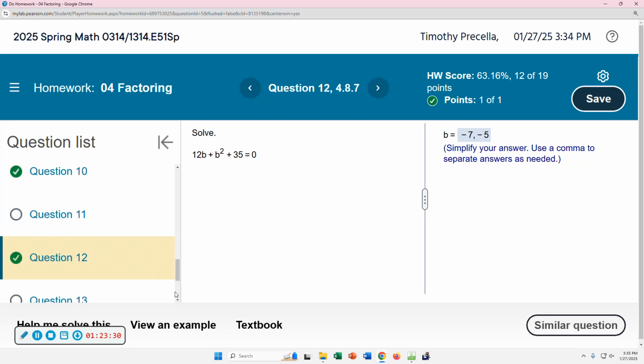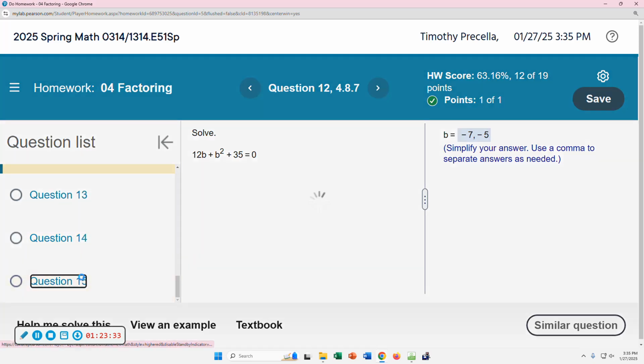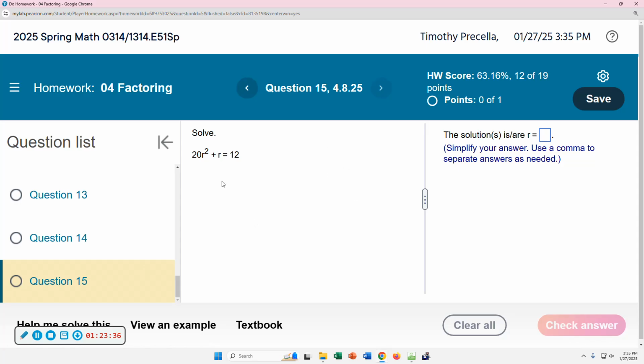Let's do problem number 15. Just jumping around doing some of these. 20r squared plus r equals 12. You're probably sitting there wondering, what would we do if we got something that couldn't be factored? We'll answer that on Wednesday. We'll see a method that'll solve these equations, even if it won't factor. But I think this one factors.